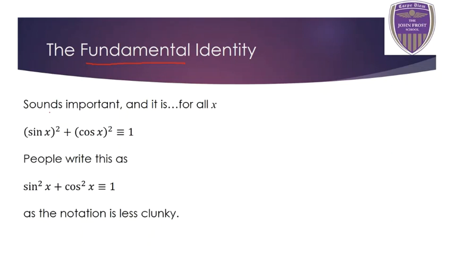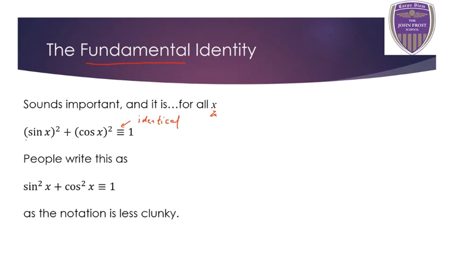The key fact is, for any x you want to pick, any angle you want, if you do sine of the angle and square it, plus cos of the angle and square it, you always get 1. Remember, this means identical to 1. That means it's the same for any x you pick: 30, 40, 275, 0.1, you will get the answer 1.